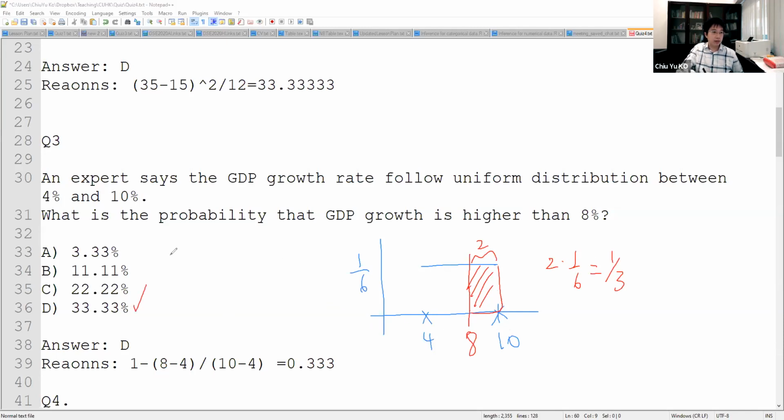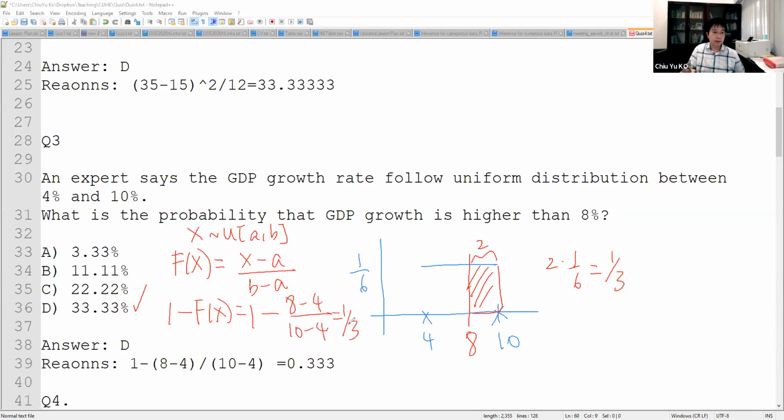Or you can directly use the probability function, which is, if X is uniform between A and B, then F(x) will be (x minus A) over (B minus A). And what we have is 1 minus F(x). So that's why it's 1 minus (8 minus 4) over (10 minus 4), which also gives you 1/3. Is that okay for this one? Is it okay? Good.